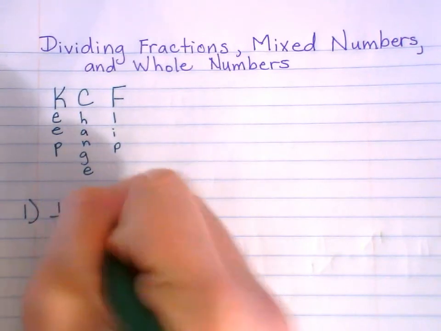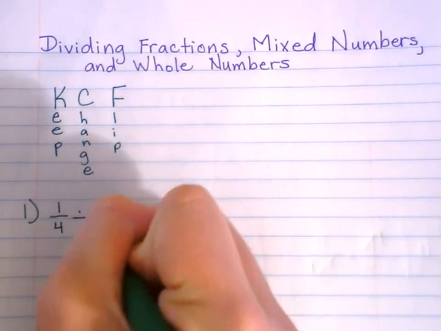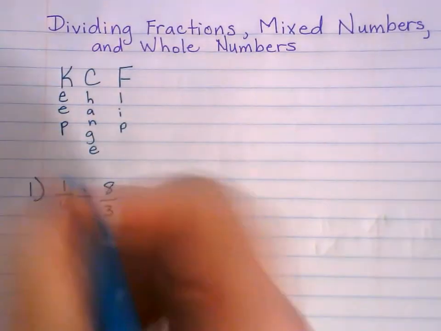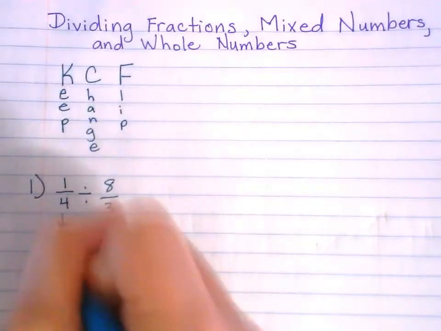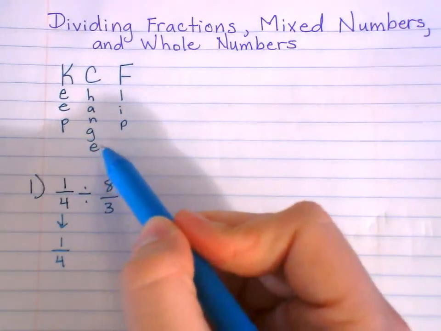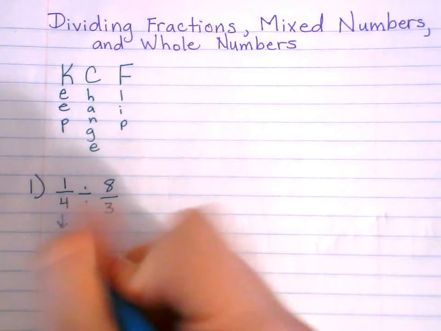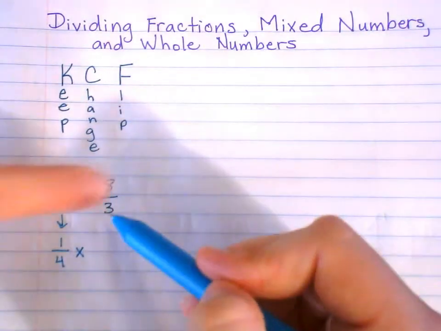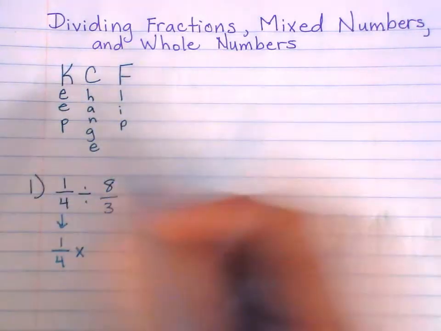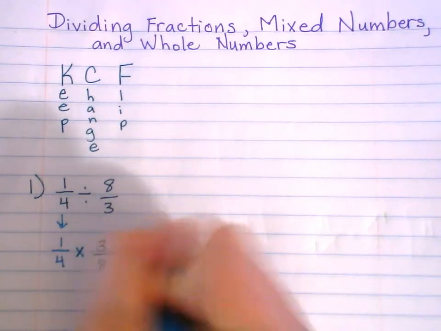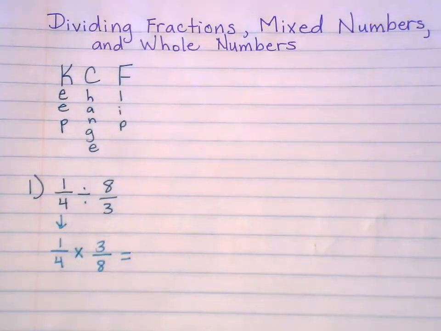1/4 divided by 8/3. So we keep the first fraction. Keep 1/4. Change. Change what? Change division to multiplication. And then you flip. Go to the inverse. Flip the fraction upside down. So instead of 8/3, it's going to be 3/8. And now it's just multiplying.